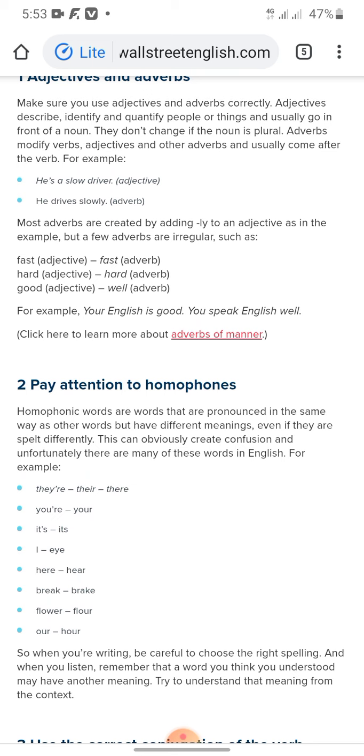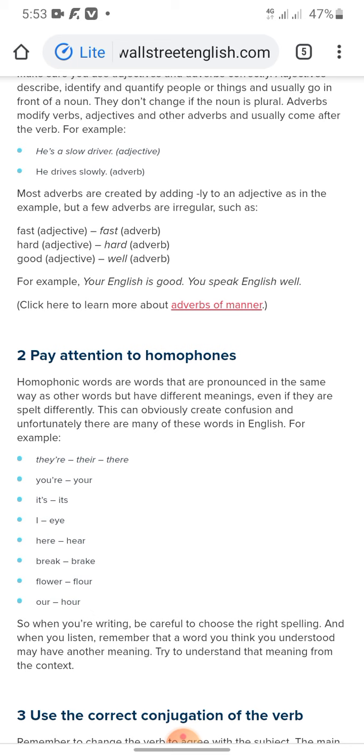For example, they're, their, there. So these all have different meanings. You're and your. It is and it's and its. So although they are pronounced in the same way, they have different meanings. So these are called homophones.